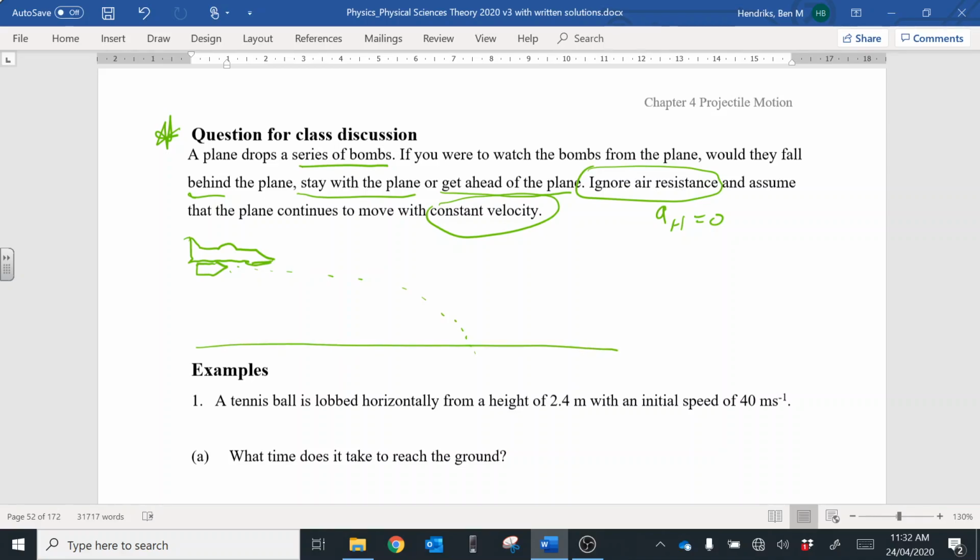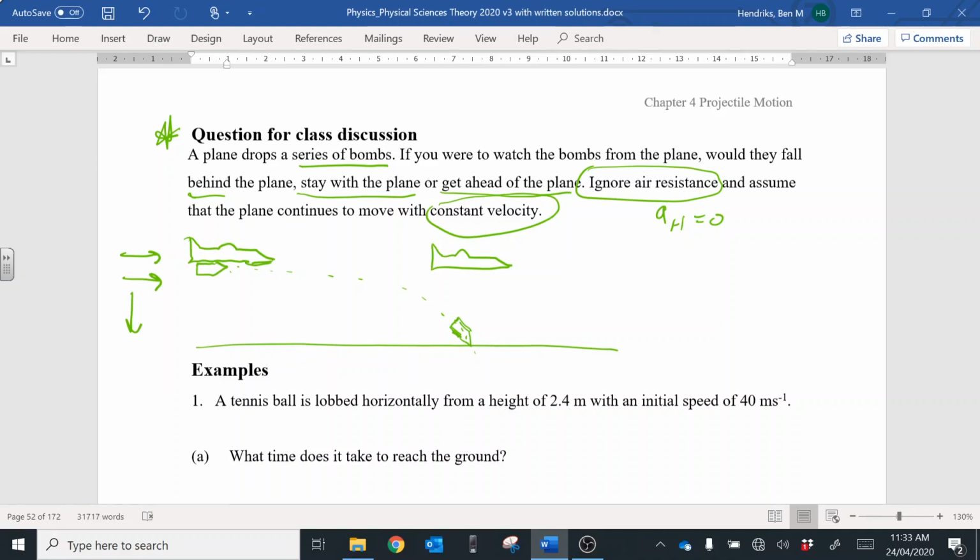Now, if the plane and the bomb were both moving at a constant velocity, so the velocity in the horizontal for both of these has not changed, only the bomb's velocity in the vertical will have changed. So we can say that, and I know it says a series of bombs, but I'm just considering one bomb at first. So if we have one bomb, what we would expect is that the bomb would stay directly below the plane from where it was released.